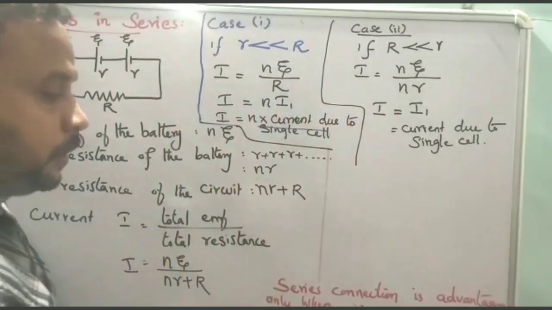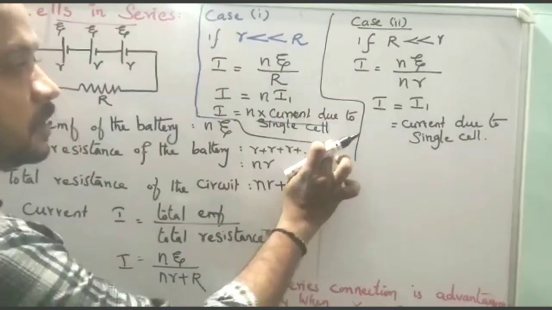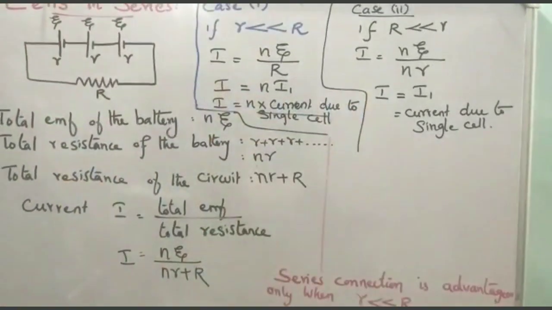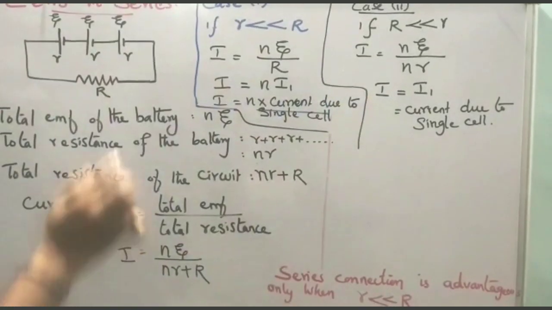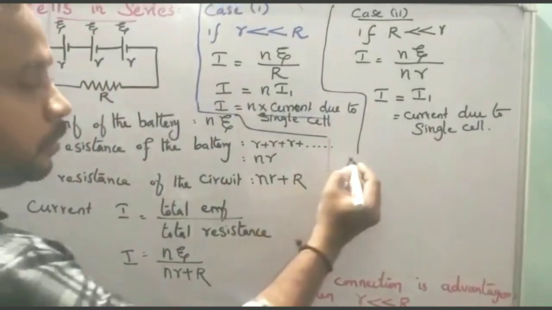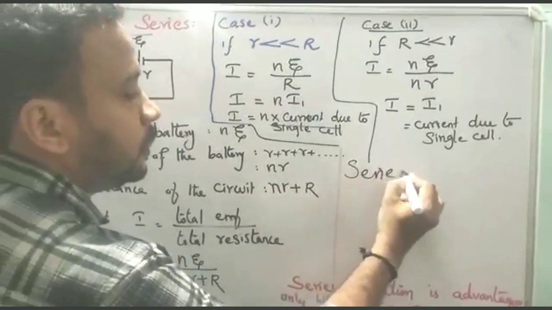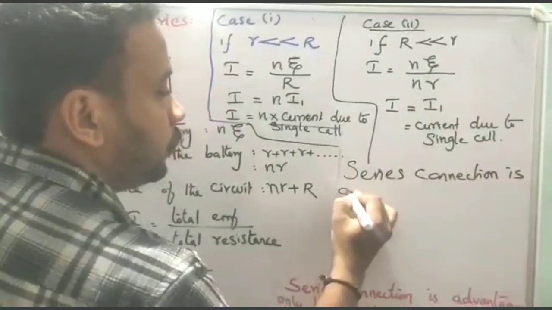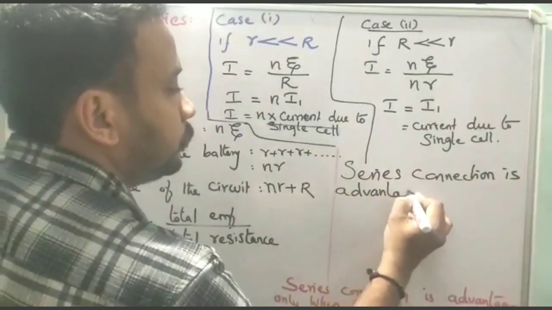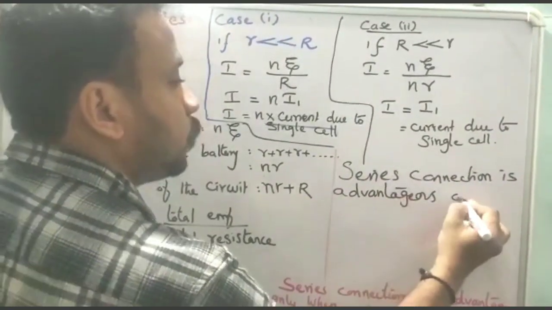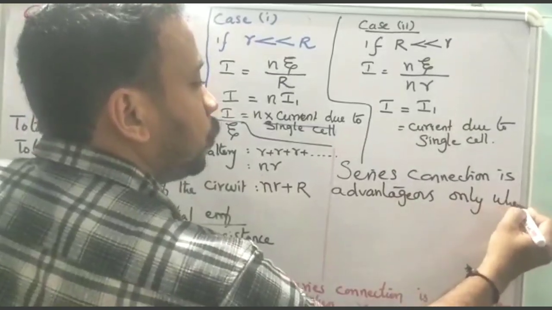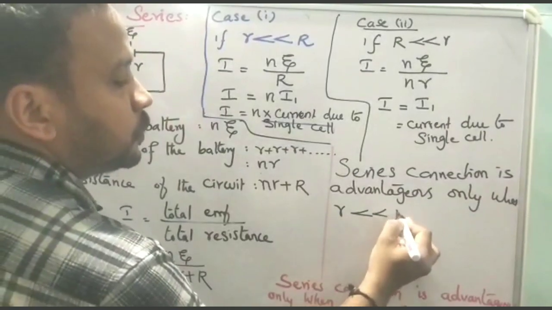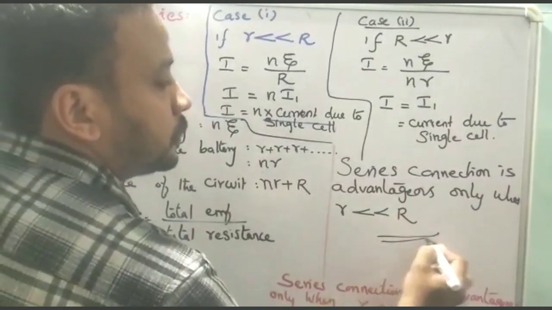ஸோ நமக்கு என்ன சொல்லிடலாம் அப்படின்னா, செல்ஸை எப்போ சீரீஸில் கனெக்ட் பண்ணால் அட்வான்டேஜ் அப்படின்னா அதனுடைய இன்டர்னல் ரெசிஸ்டன்ஸ் குறைவாக இருக்கும்போது, that is series connection is advantageous only when small r internal resistance is very much smaller than the external resistance.